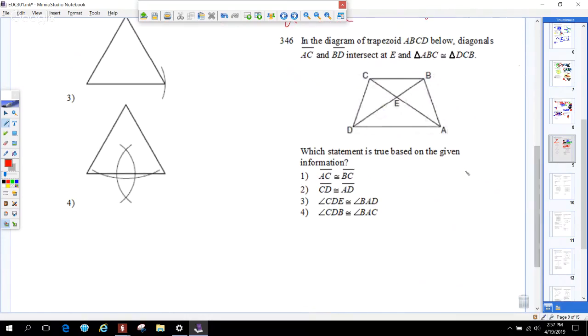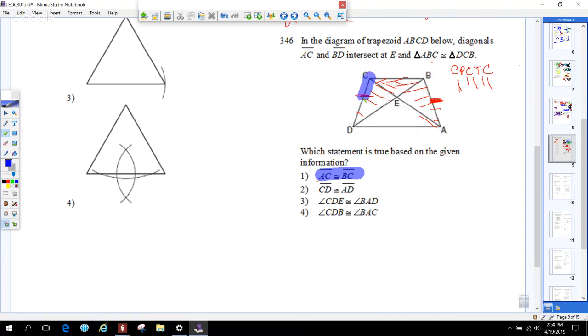All right, next. The diagram below, trapezoid ABCD. It has the diagonals. It tells us that triangle ABC and triangle DCB are congruent. So now we know it's an isosceles trapezoid. We know it's an isosceles trapezoid because we can use CPCTC, corresponding parts of congruent triangles are congruent. Which statement is true based on the given information? AC, this diagonal, and BC are the same? Heck no. Here's AC and here's BC. Obviously, those aren't the same, so it's not going to be choice A or choice 1.